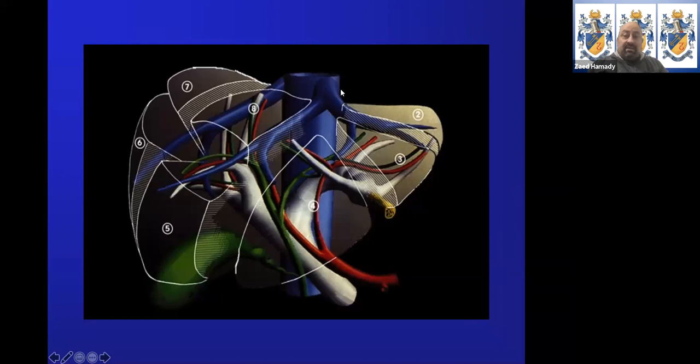That's why, although you can see it, there is a danger of damaging the middle vein when you do the left lateral sectionectomy. Therefore you should be careful about it, and studying the preoperative CT scan is quite important. When you see there is a common trunk for both of them, you need to make sure that you don't damage the middle hepatic vein.